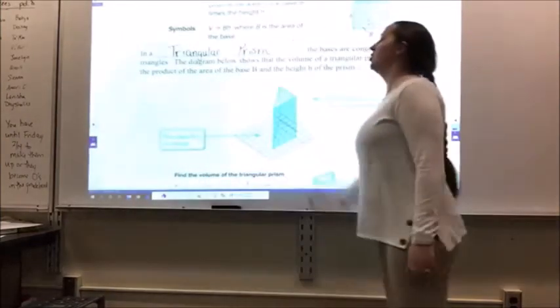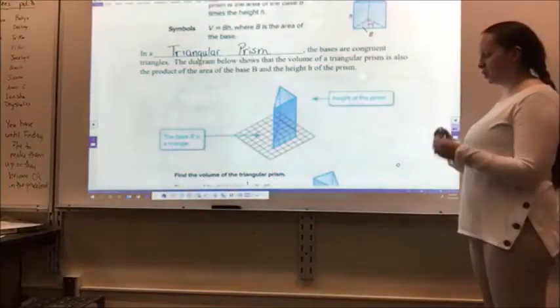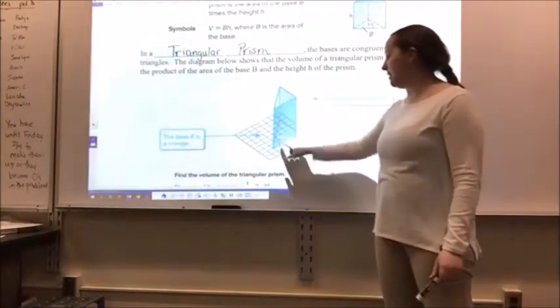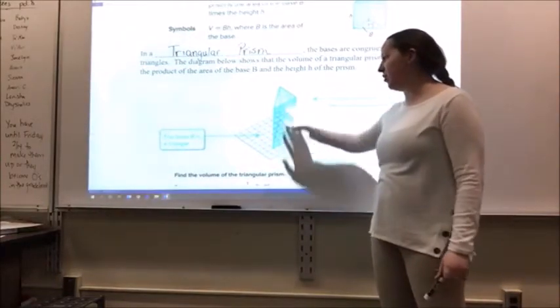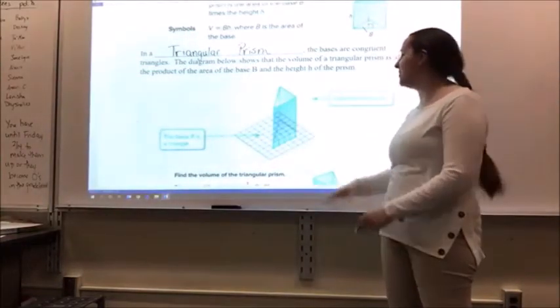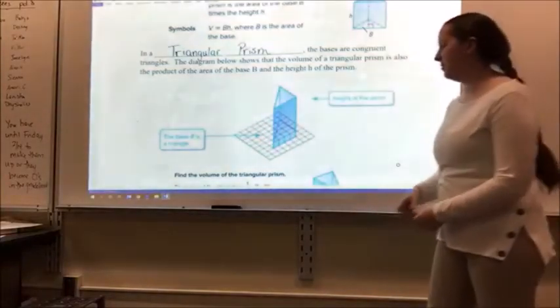So in a triangular prism, the bases are congruent triangles. Congruent means the same. So there's two bases. I have to find the area of the bottom triangle or the top triangle, depending on how you want to look at it, times the height of the prism.